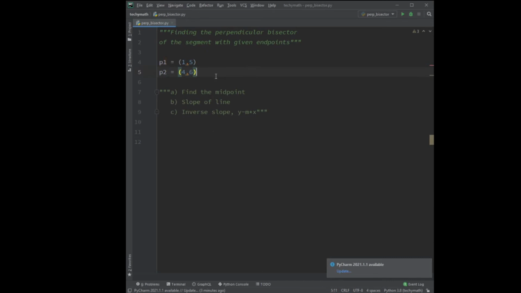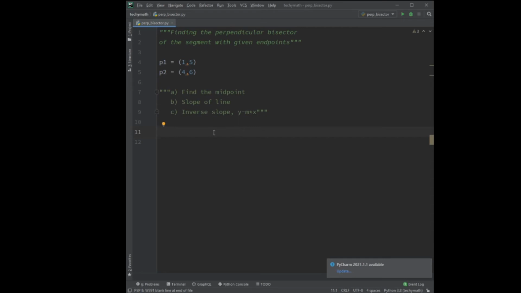Here's our points. This is our first set of points. Notice that we've made them into lists with parentheses. Actually, tuples, since we're not going to be changing these points in the program. And here are the steps that we used when we solved it by hand. First, we find the midpoint, then the slope of the line, and then a line with the negative inverse of the slope, and the y-intercept is y minus m times x. So those three are going to be functions.